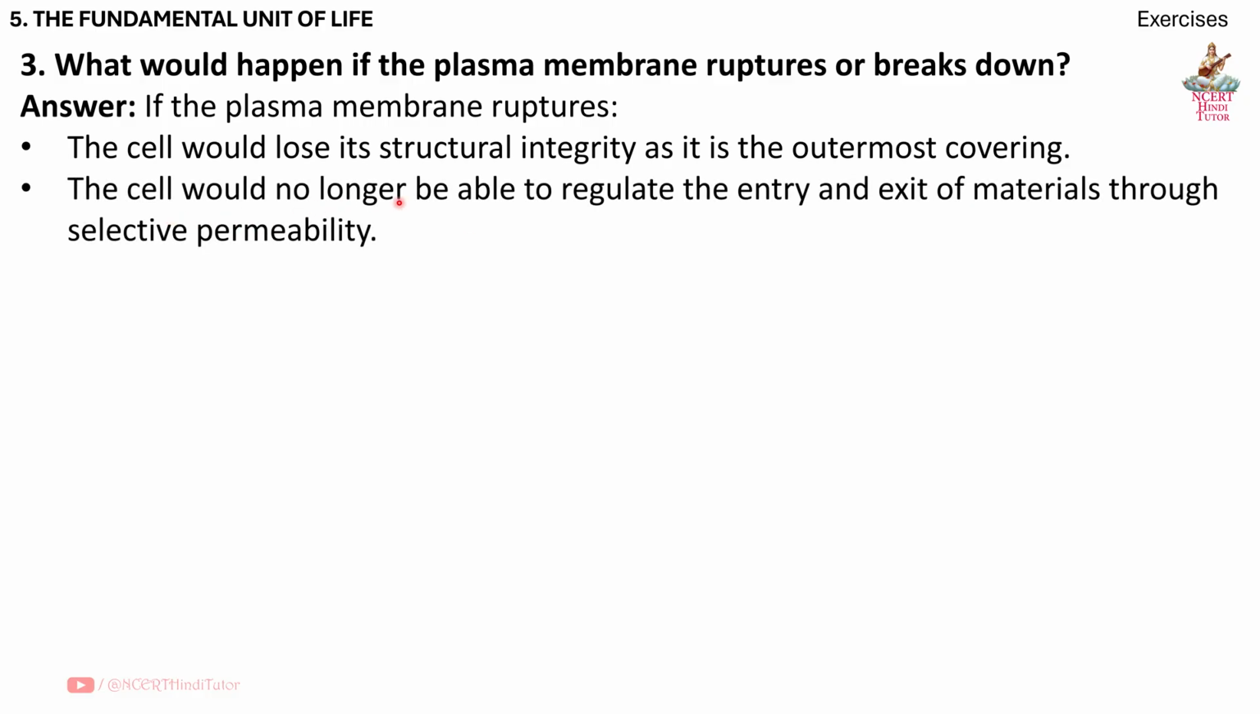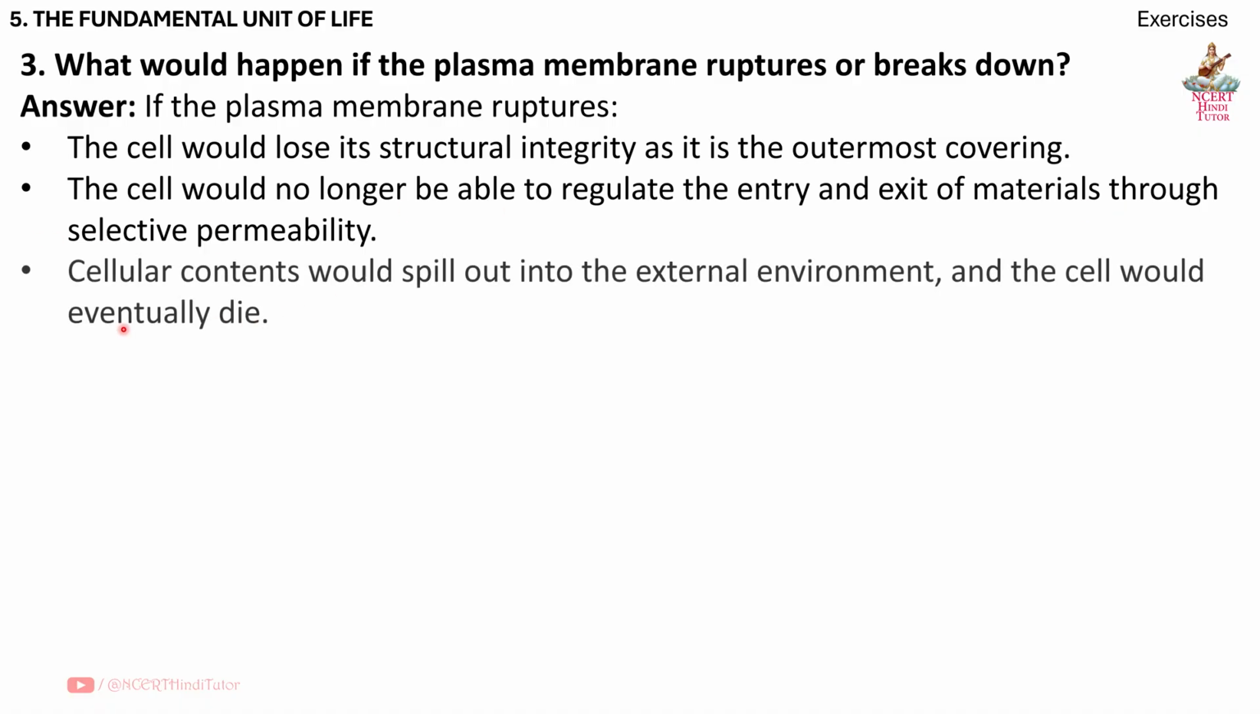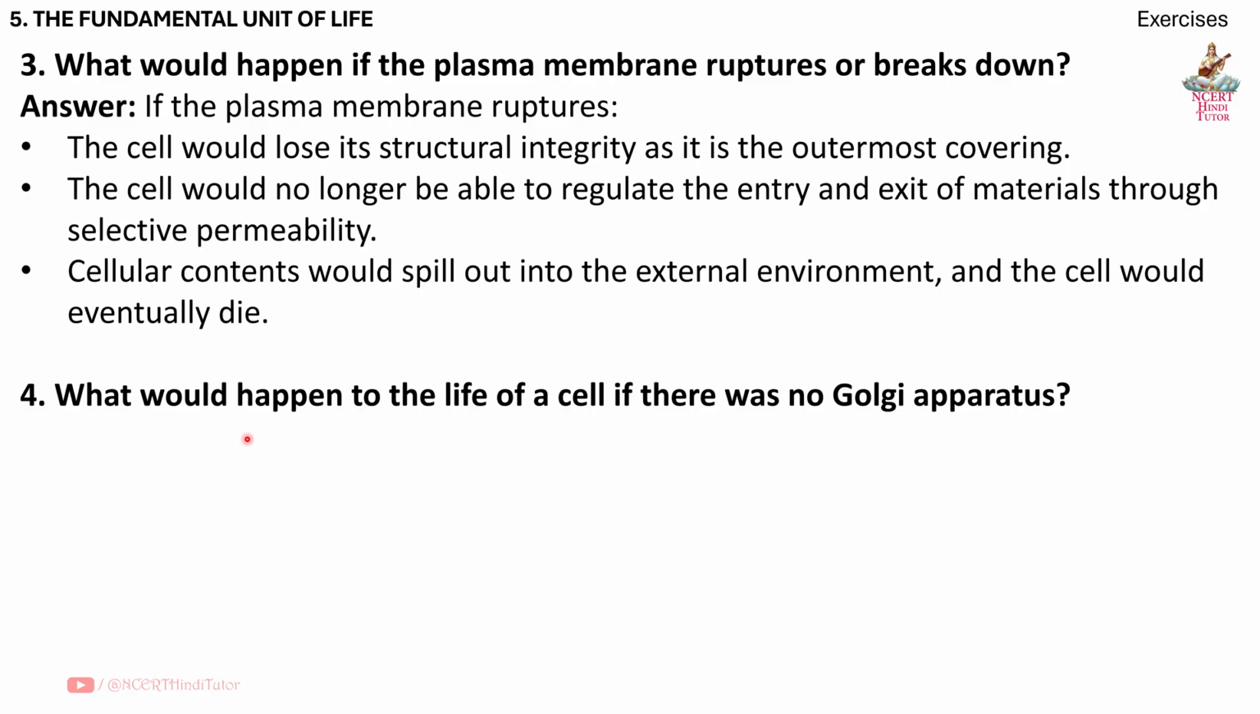The cell would no longer be able to regulate the entry and exit of materials through selective permeability. Cellular contents would spill out into the external environment and the cell would eventually die. Question 4. What would happen to the life of a cell if there was no Golgi apparatus?